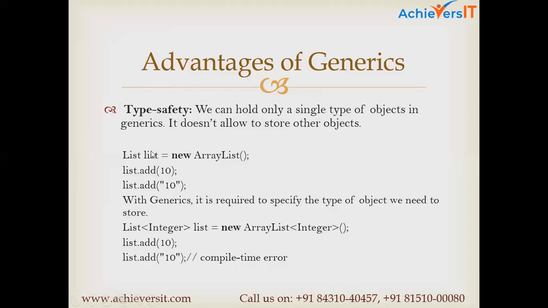See this example, I have a list created. I have added 10. But I cannot add a string type of 10 because we have not declared any type safety here. With generics, it is required to specify the type of object we need to store. Here in the list, as we have not mentioned any int or string, it will add both 10 and 10 without any errors. But when you are using generics, I have mentioned it here as an integer. So I'm adding the first one as 10, but the second one as a string type.